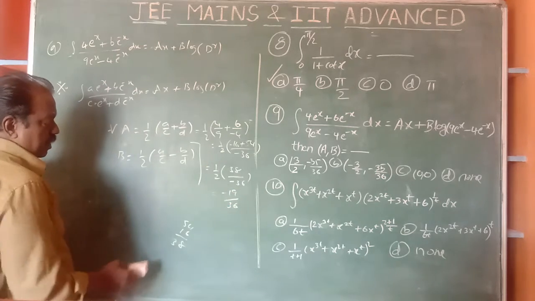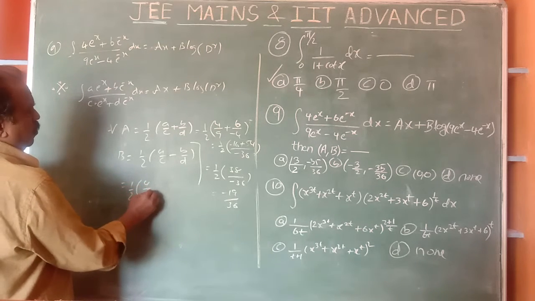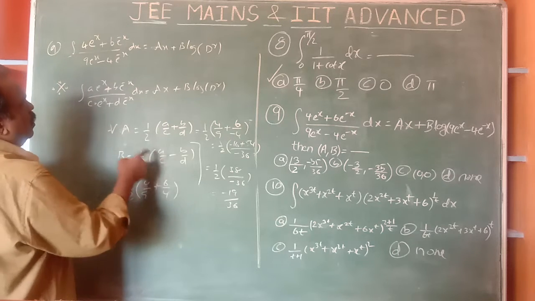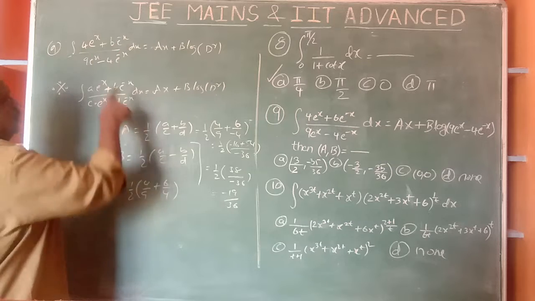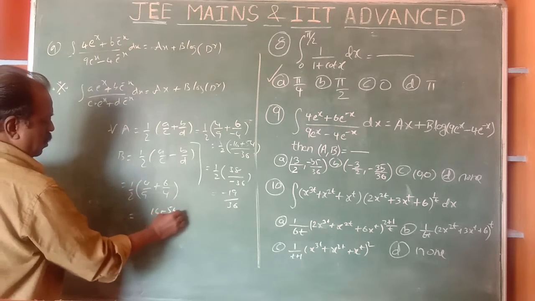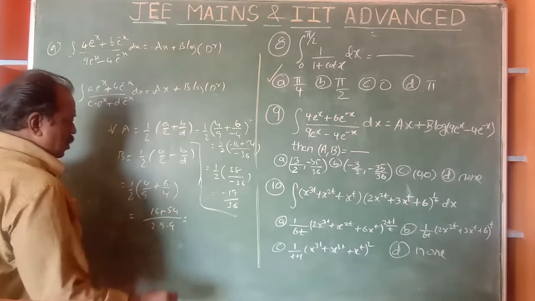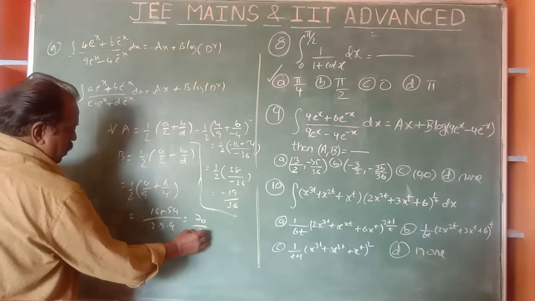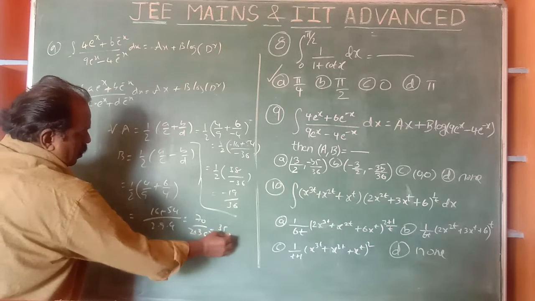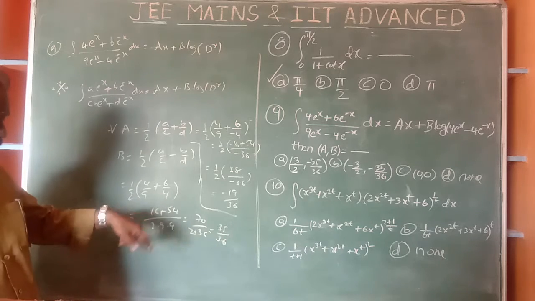Okay, now similarly here, it is 1 by 2, 4 by 9 plus 6 by 4. So it is 16 plus 54 by 2 into 9 into 4. Here also it is 70 by 2 into 36, that is 35 by 36. So A is minus 19 by 36.